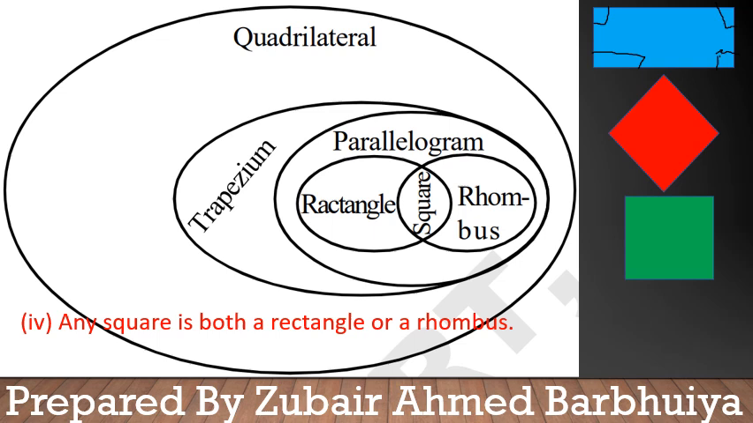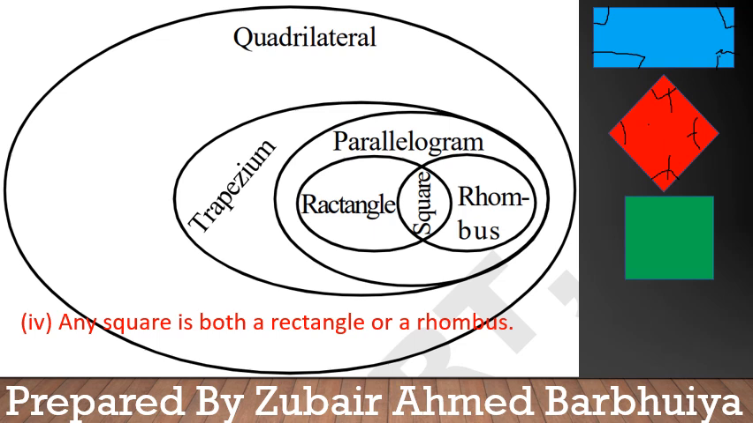No, a rhombus cannot be a rectangle, because this angle and this angle are equal to each other, and this angle and this angle are equal to each other, but they are not right angles. In a rectangle, all angles should be equal and right angles. This is not a right angle. This is not a right angle. This is not a right angle. This is also not a right angle.